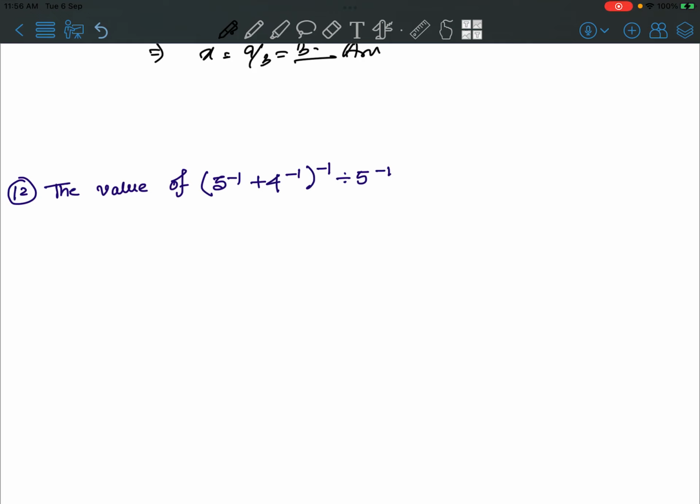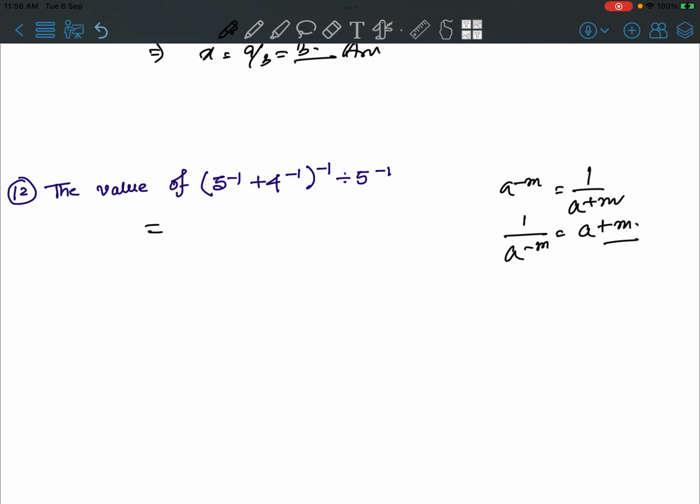Again, here what are we going to do? We will apply the formula of reciprocals. What are the formulas of reciprocals? a to the power minus m equals 1 by a to the power plus m, and 1 by a to the power minus m equals a to the power plus m. So what are we going to do?